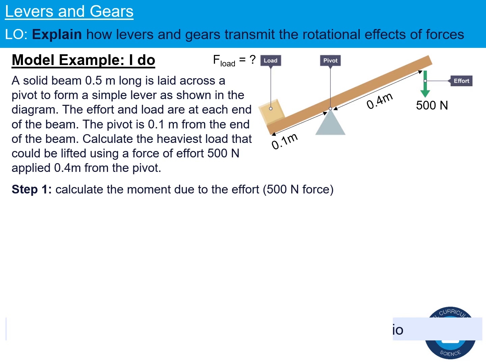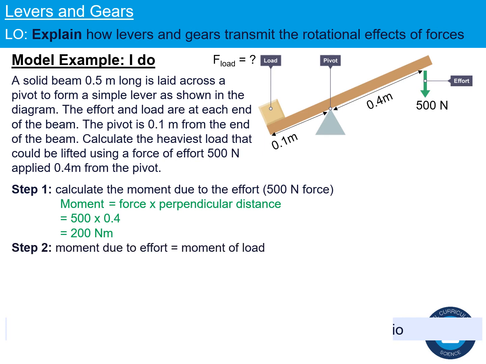So the first thing we have to do is calculate the moment due to the effort. In this case, that is due to the 500 newton force. We need three lines of working for that. So moment equals force times perpendicular distance, which is 500 times 0.4, and we get 200 newton meters. We then use the fact that the moment due to the effort is equal to the moment of the load. Therefore, the moment of the load must be what we calculated in step one, which is 200 newton meters.